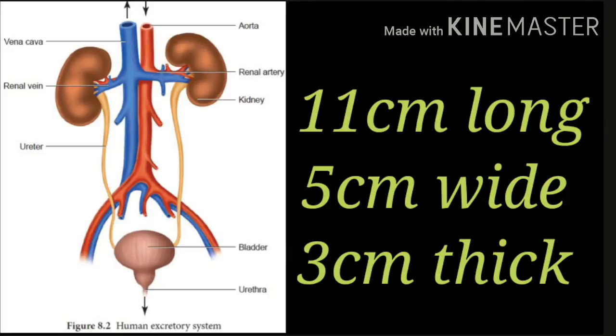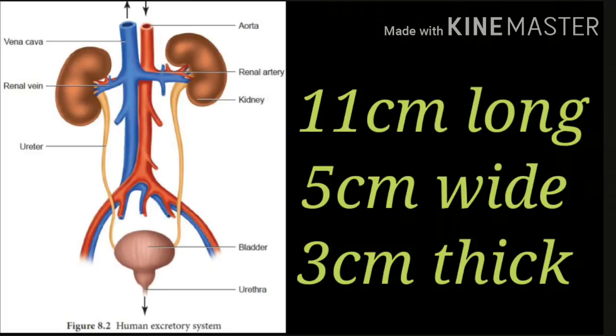The kidney is covered by a layer of fibrous connective tissue: the renal capsule, adipose capsule and a fibrous membrane.